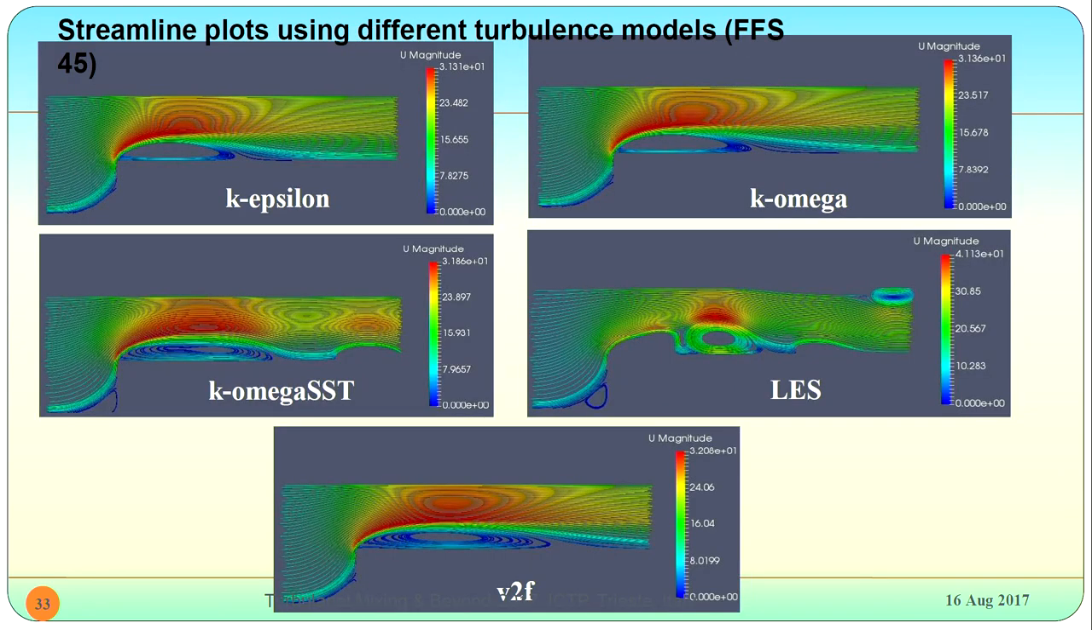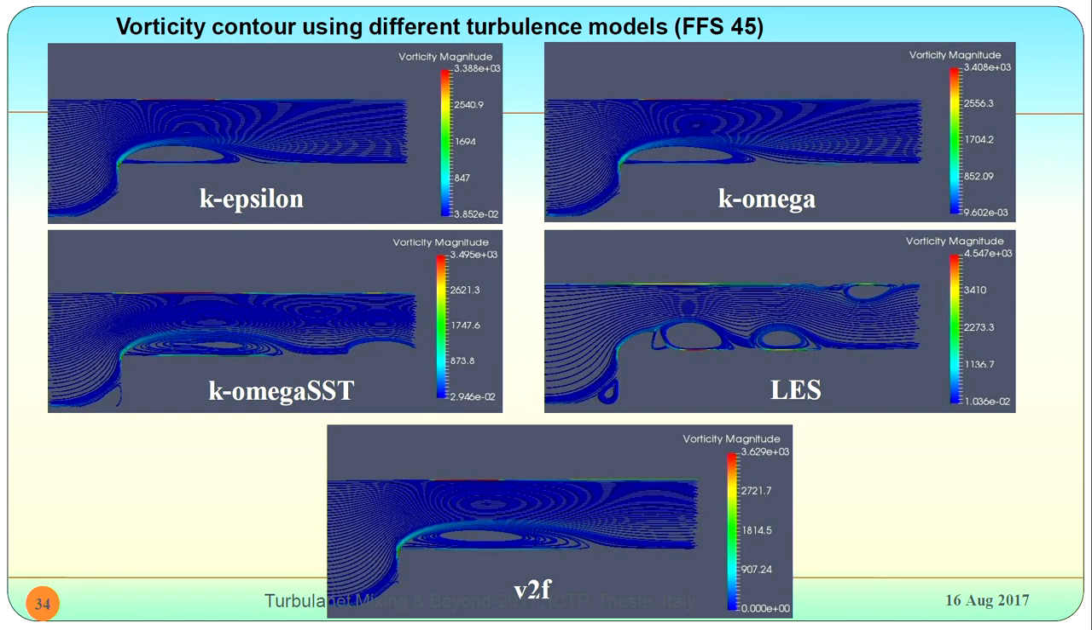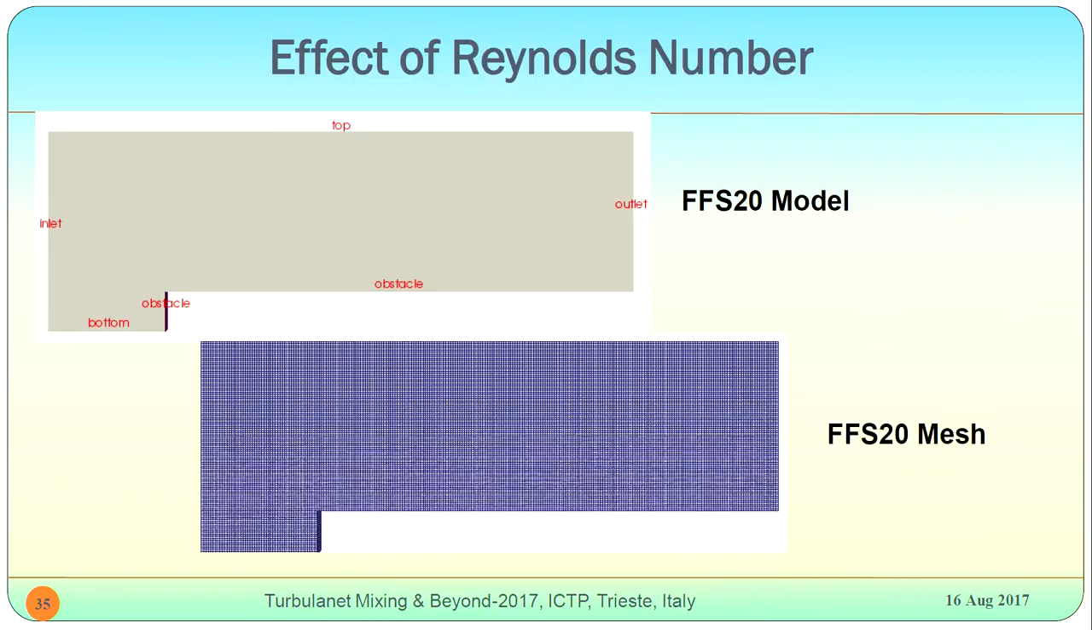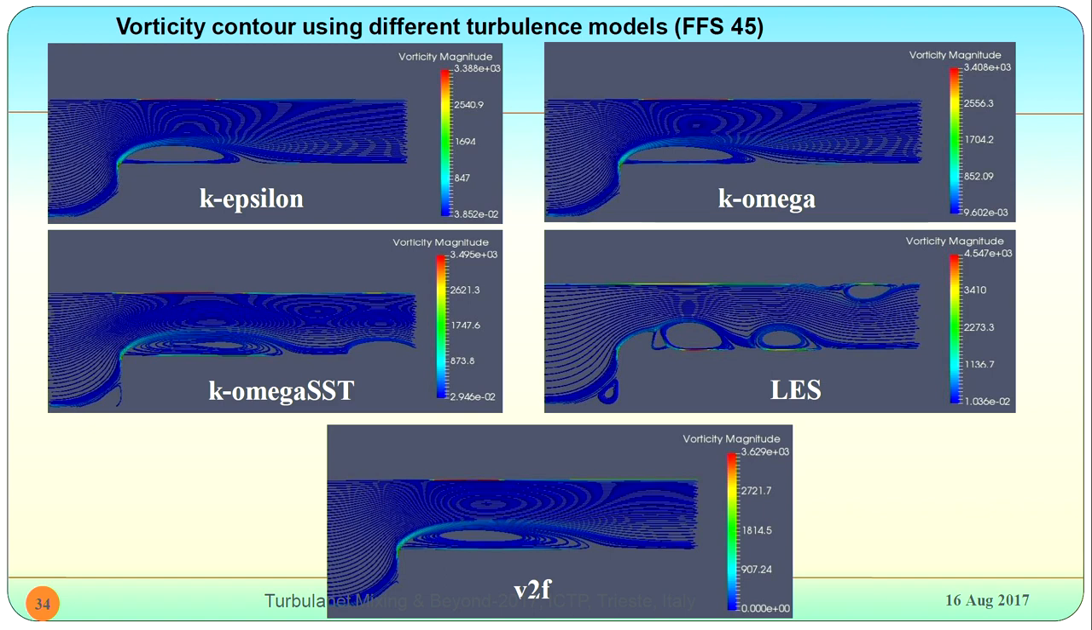So the streamline plots are shown now, and the vorticity. This is also the vorticity, the vorticity contours for the three cases. And for LES, did you do averaging, stepwise averaging? Or did you run LES in 2D mode? LES in 2D mode. So, this one?